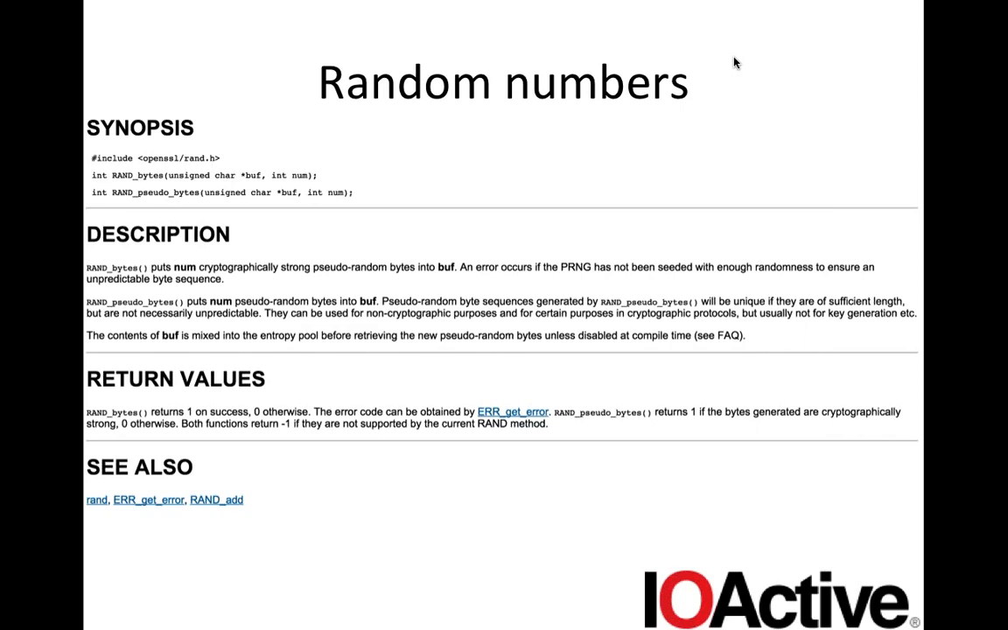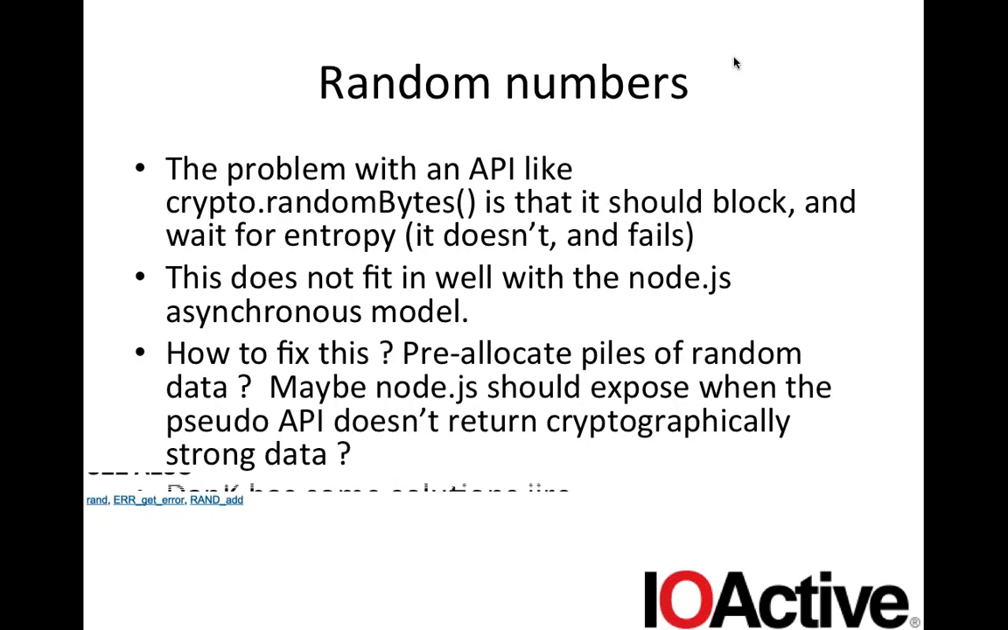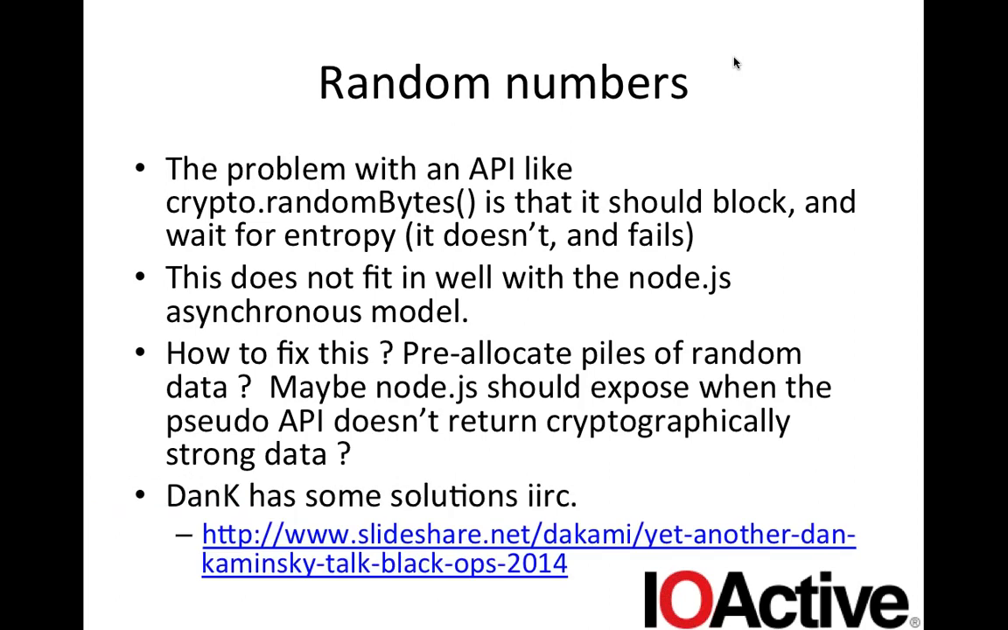OpenSSL API for random_bytes, they'll say, it puts X amount of cryptographically strong pseudo-random bytes into a buffer. An error occurs if the RNG hasn't been seeded with enough randomness to ensure an unpredictable byte sequence. And then there's pseudo bytes, which says it puts a pseudo-random number of bytes into a buffer generated by random pseudo bytes. It will be unique if they are of sufficient length, but not necessarily unpredictable. This can be used for non-cryptographic purposes, but usually not for key generation, right? So those sentences in the documentation match almost word for word with what node.js says. So it's really clear that they're just very simple wrappers around it, right?